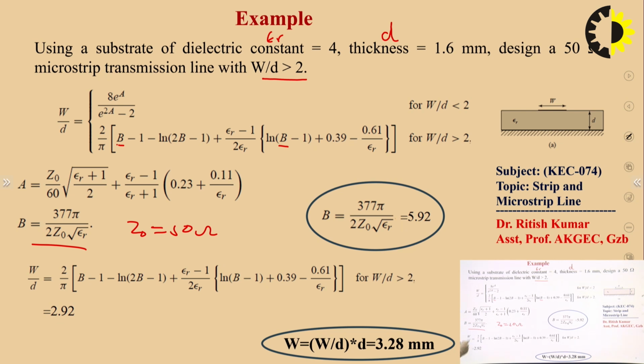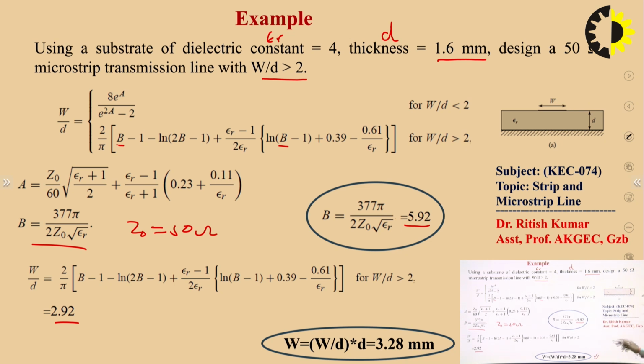So after applying epsilon r, which you already know is 4, if you apply these values in this formula, then you will get b is equal to 5.92. After putting this b into this formula, you will get w by d is equal to 2.92. You know the thickness of the substrate, that is 1.6, so you know the value of w by d. After putting the value of d, you will get the width of the transmission line, that is this one.